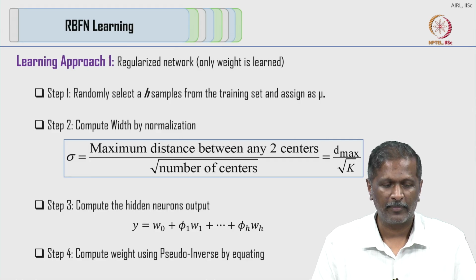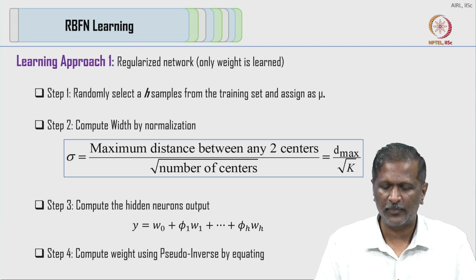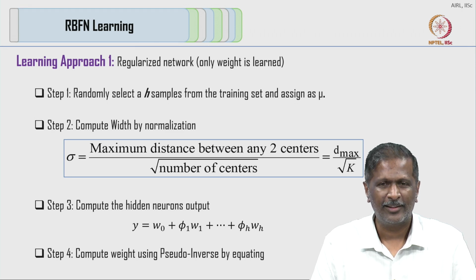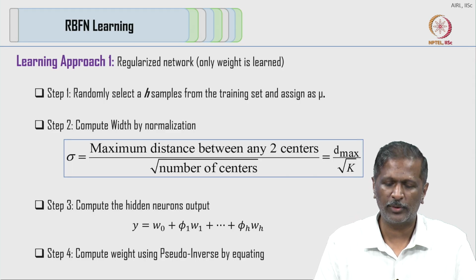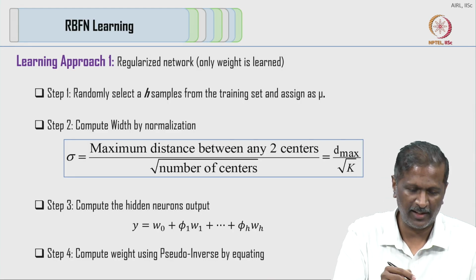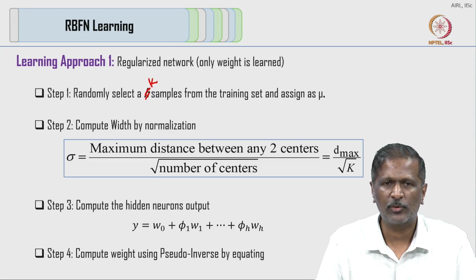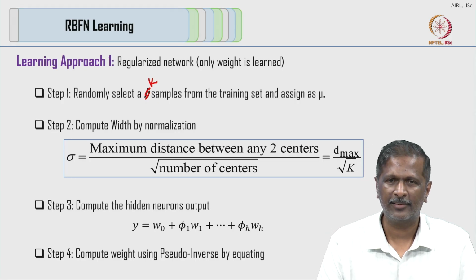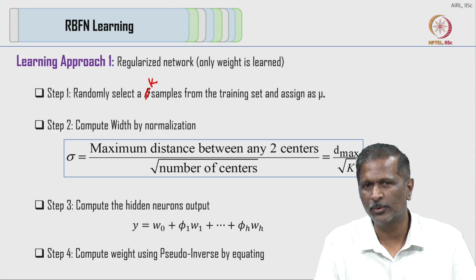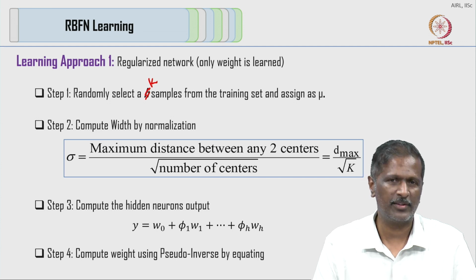One can do that, and you can compute the weight, sigma. How do you do it? You find the maximum distance between any 2 centers divided by the square root of the total number of centers. So D max divided by root of k, where k is the number of centers. Here k is equal to h. That is what I did: the maximum distance divided by the square root of 2, since 2 centers are there, which comes out to be 0.707.